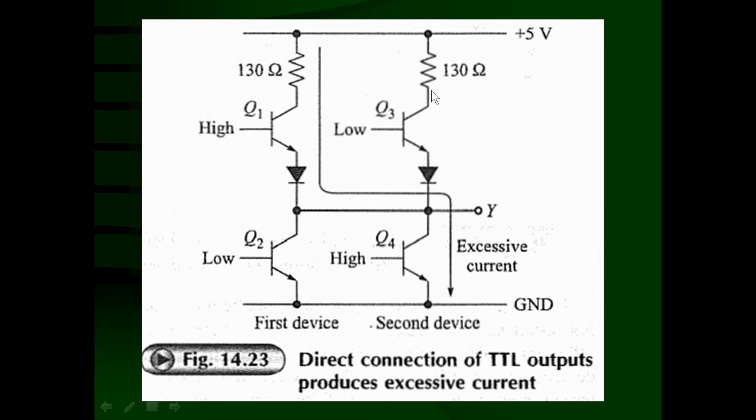The second device is also exactly the same: 130 ohms, Q3 transistor, D1 and Q4. Now in the second device, when the output is going to be low, what happens? The upper transistor is not conducting. This transistor is disconnected from the power supply, but the lower transistor is in saturation. So this switch is going to be closed. Almost it is grounded.